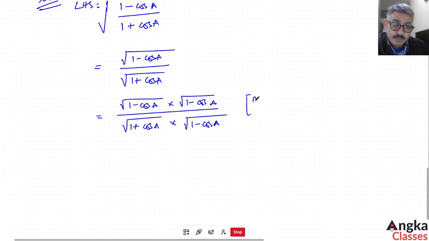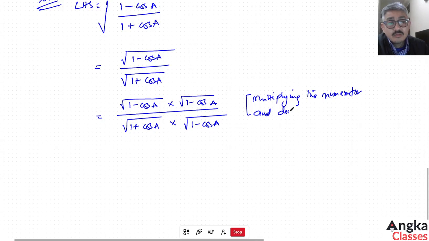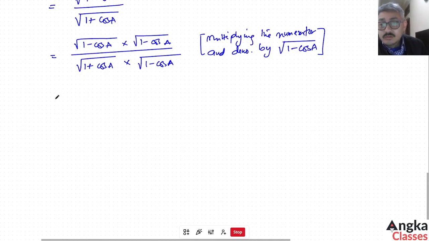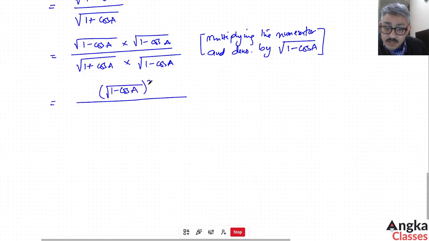So here we are multiplying the numerator and denominator by square root of 1 minus cos A. Now, when we rationalize, 1 minus cos A into 1 minus cos A, the square root of 1 minus cos A into the square root of 1 minus cos A is just the square.